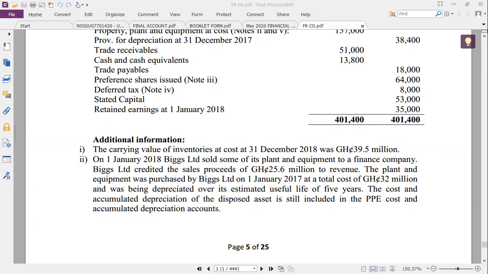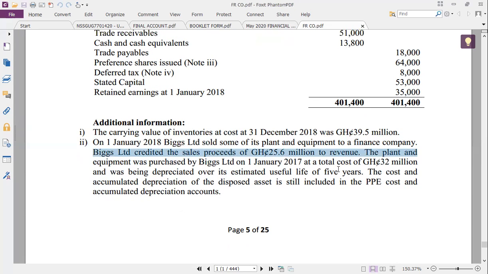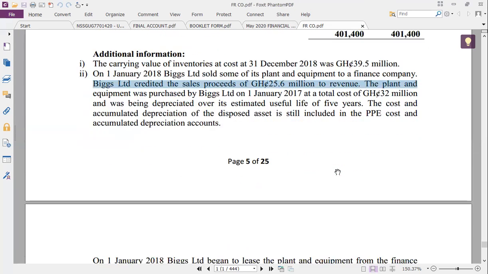So first, when you pick the sales revenue from the trial balance, you just have to take 25.6 million from that figure. So 25.6 million must be debited to sales. So take it off from sales. Then when you are done, you have to calculate the profit and loss. We call it the notional gain.